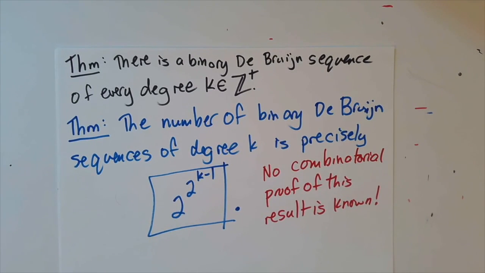All right. I'm going to wrap up talking about binary de Bruijn sequences there. And in the next video, we're going to talk about Hamiltonian cycles. And that's going to turn out to be shorter because it's going to be something that we can say much less about.